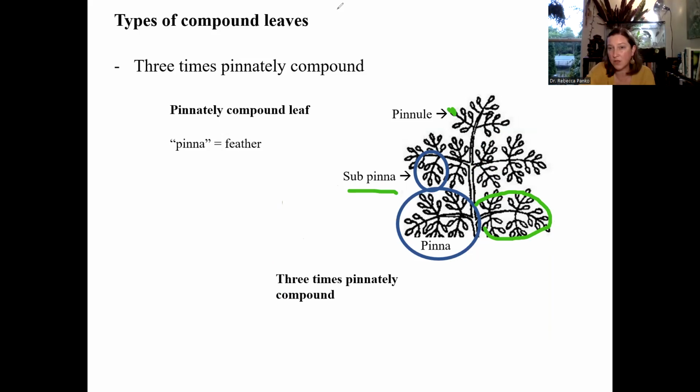Would a pothos plant fall into this category? A pothos plant has simple leaves.